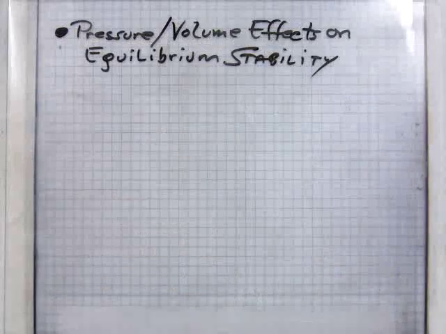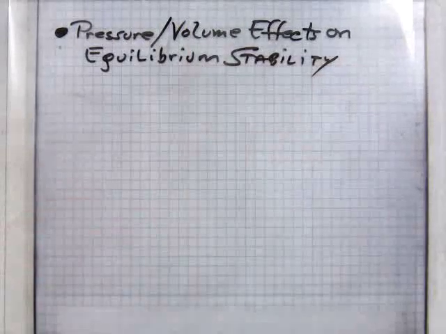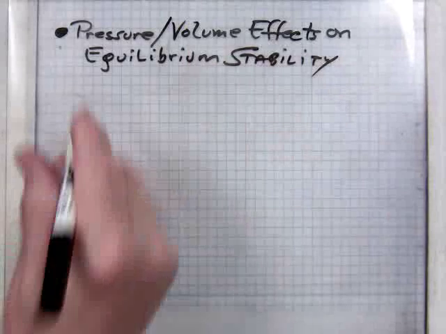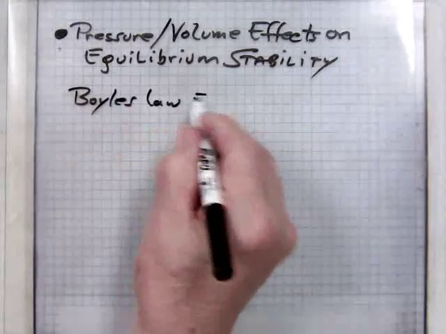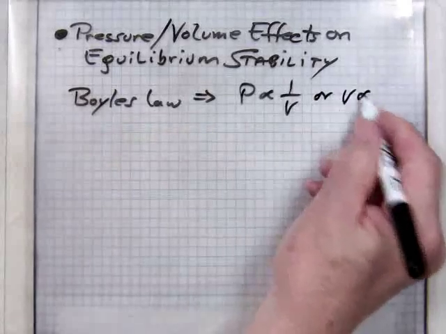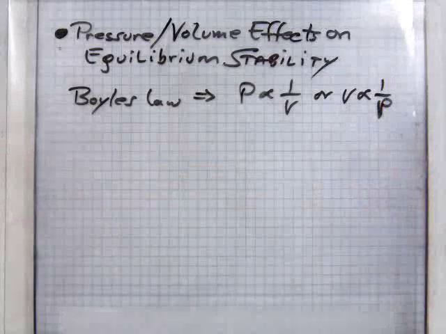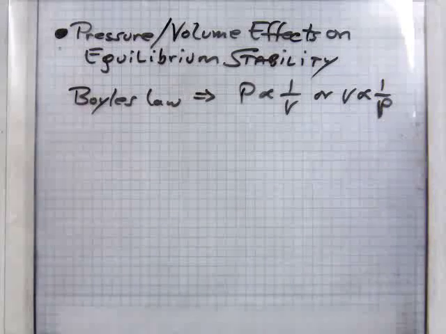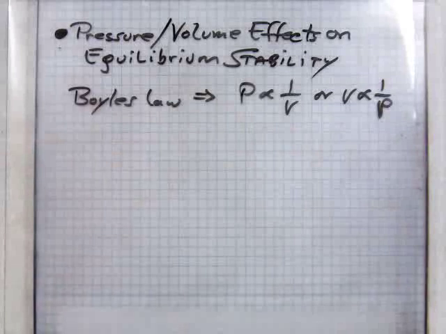Okay, we're talking real quickly about the pressure volume effects on equilibrium stability. Now, this is a Boyle's law concept in which pressure is proportional to 1 over V, or V is proportional to 1 over P. It's an inverse relationship. That is, increase pressure, you decrease volume of gas phase reaction systems. So this is your empirical change that you are considering in this effect on equilibrium.